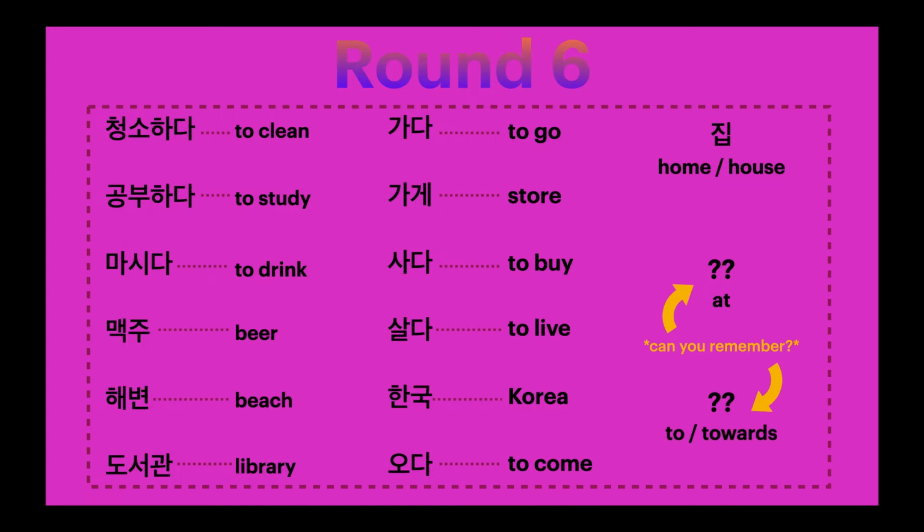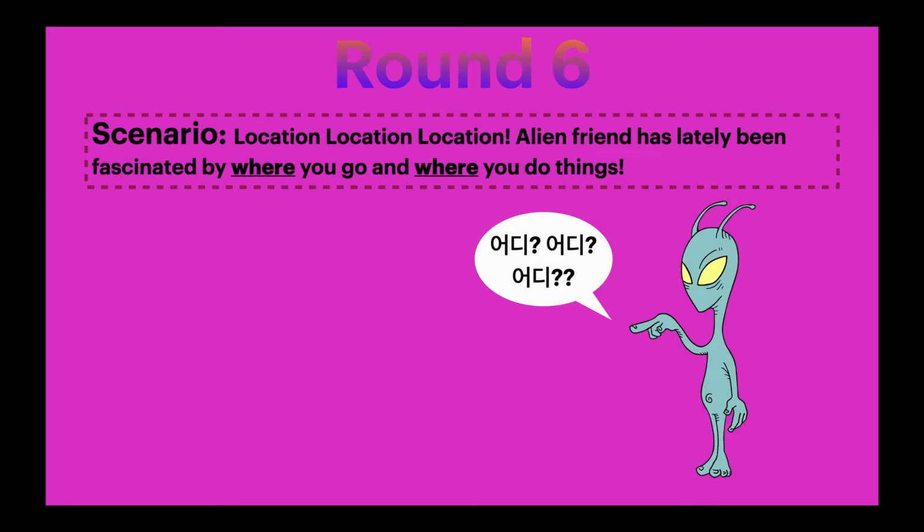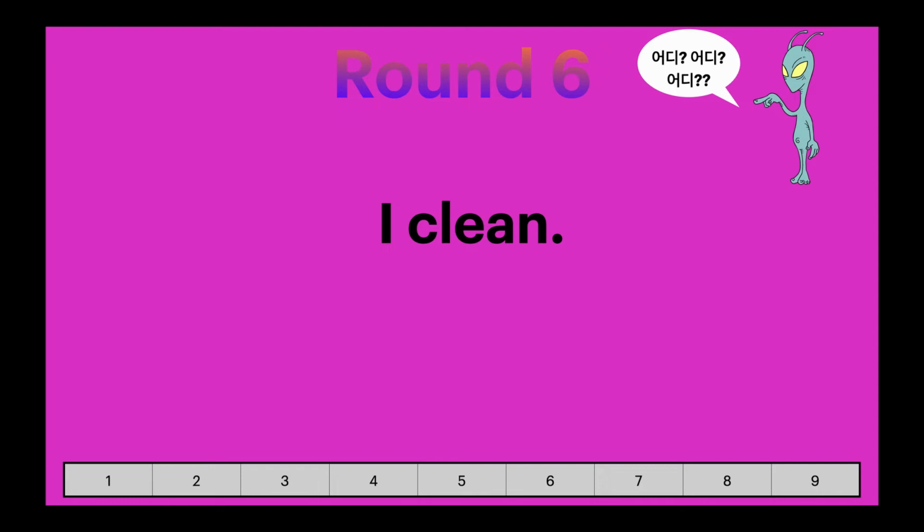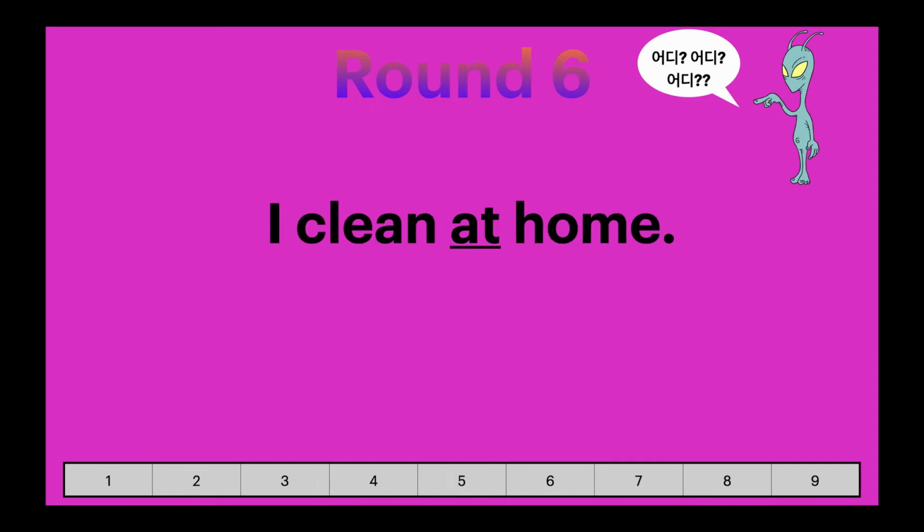Round 6. Location, location, location. Alien friend lately has been fascinated by where you go and where you do things. 어디, 어디, 어디. Similar to round 5, let's start again with I clean. 저는 청소해요. Now let's say where we clean. I clean at home.